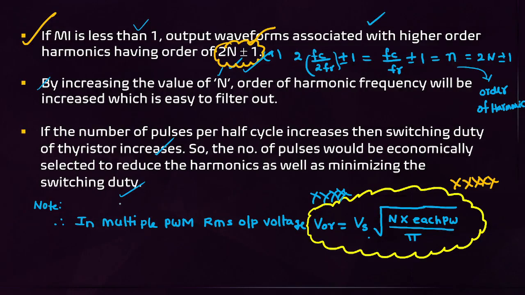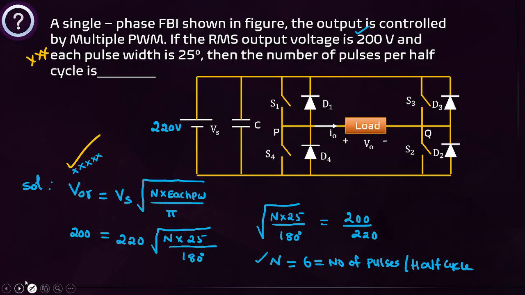But a point to remember, students: a modulation index less than 1 is preferable practically. A modulation index greater than 1 is not preferable practically. If you use a modulation index greater than 1, the output consists of low order harmonics. If you use a modulation index less than 1, the output consists of higher order harmonics. If the output consists of higher order harmonics, there is no problem. Then it is better to practice these models of questions.